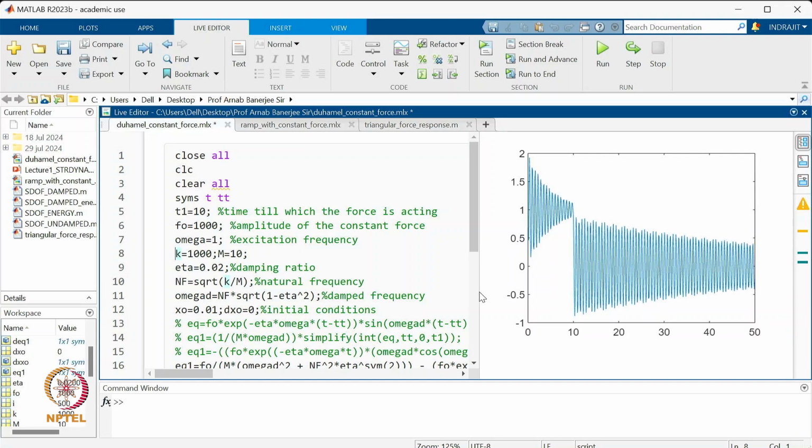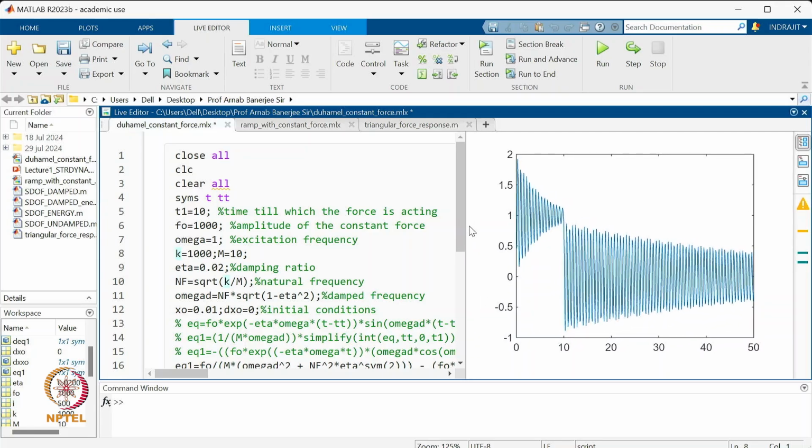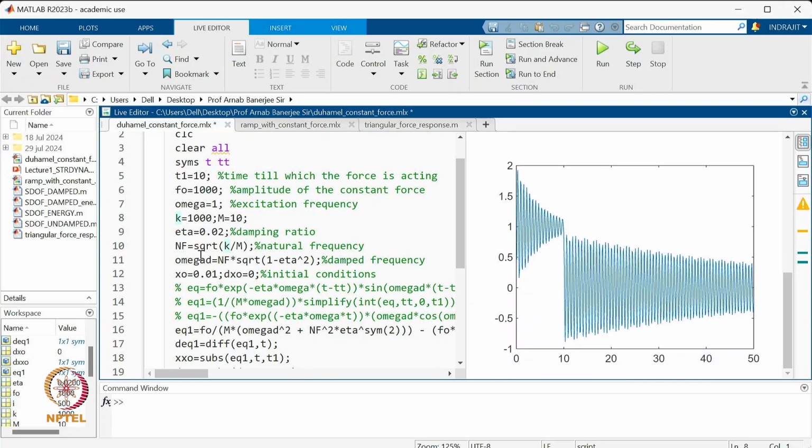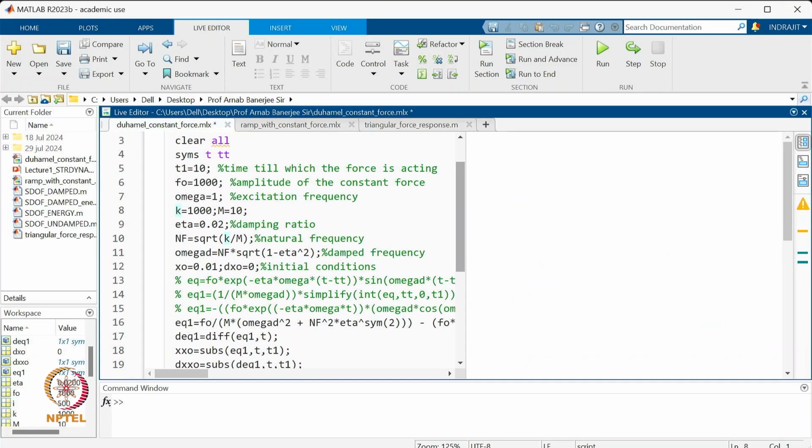So you can see, let's see what the things are. T1, the time till which the force is acting, goes up to 10 seconds. F0 is the magnitude of the constant force, omega equal to 1 is the excitation frequency, K is the stiffness, M is the mass, and eta is the damping. Then NF, the natural frequency, is calculated, and the damped frequency omega d is also calculated there.